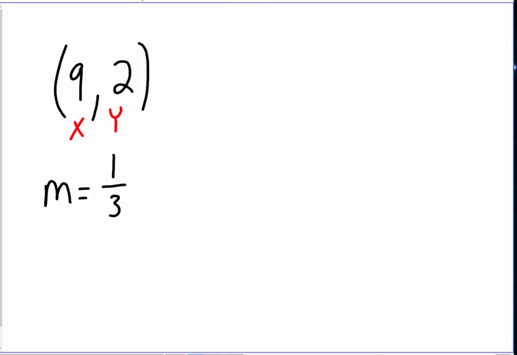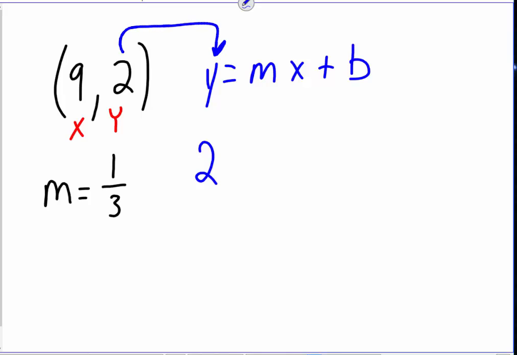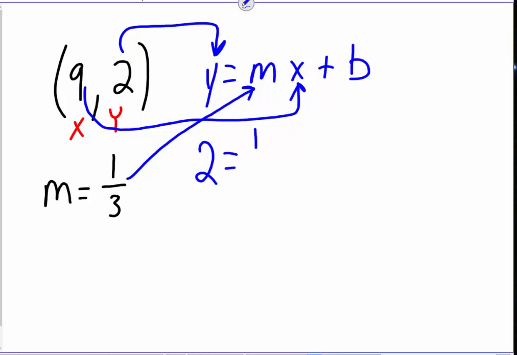Okay, so again, we're going to put everything into the equation. So let's see. y equals mx plus b. y is 2, so that went here. The x goes here, and the slope goes here. So 2 equals 1/3 times 9 plus b.